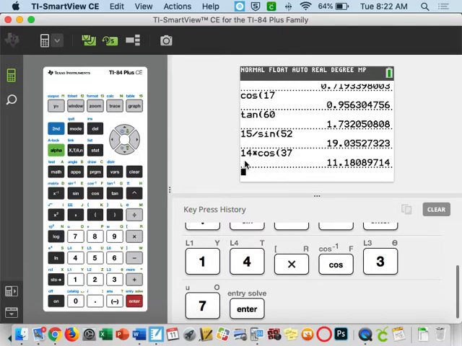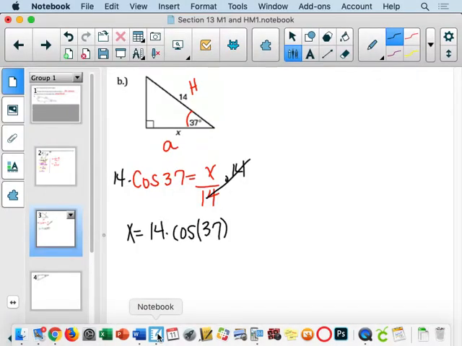So the 14 times the cosine of 37 is 11.18. So this 8 is going to turn that 1 into a 2, obviously, when we're rounding to the nearest tenth. So our answer here is 11.2. Do we have any questions now that we've seen those two examples, A and B?